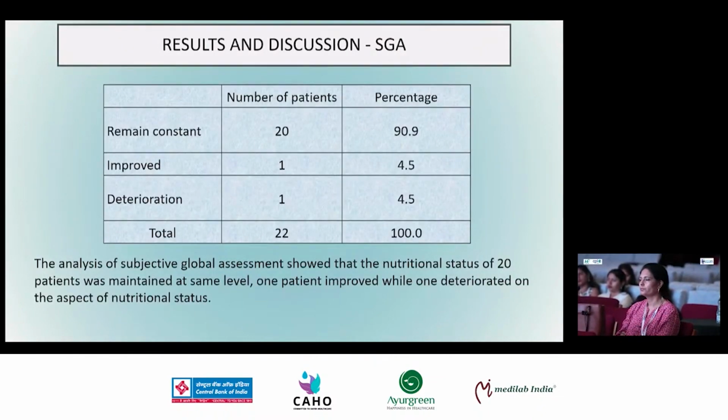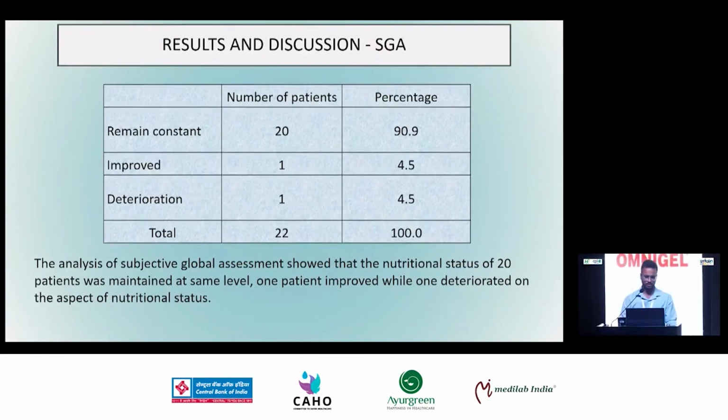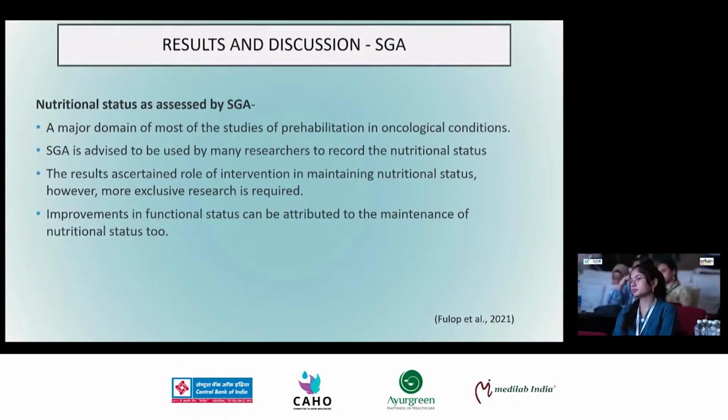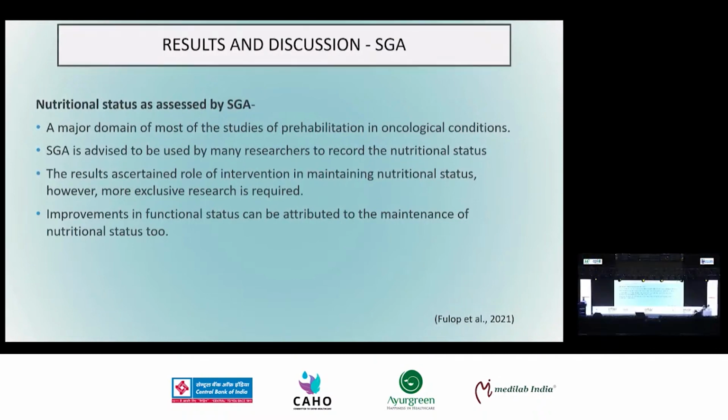Subjective global assessment helped us to identify that the nutritional status of 20 patients was constant, whereas nutritional status of 1 each improved and deteriorated. So nutrition is studied as a major domain of most of the studies of prehabilitation in oncological conditions, and subjective global assessment is advised by many researchers to record the nutritional status. Improvements in functional status can be attributed to maintenance of nutritional status too. However, more exclusive research is required.